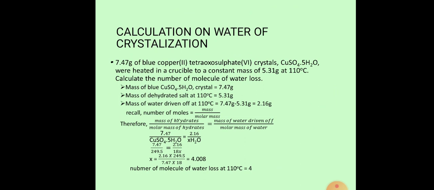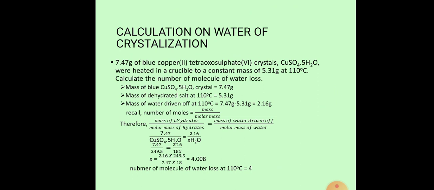While the mass of water which is driven off at the temperature of 110 degrees Celsius is gotten by deducting the mass of the residue from the mass of the hydrate. That gives us 7.47 gram minus 5.31 gram, which is equal to 2.16 gram.